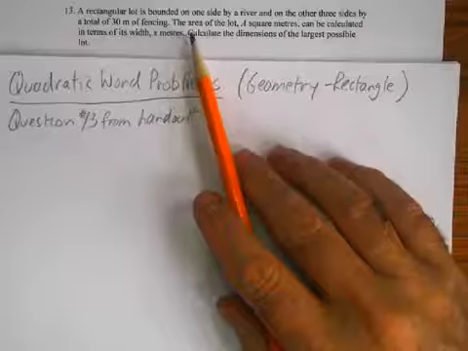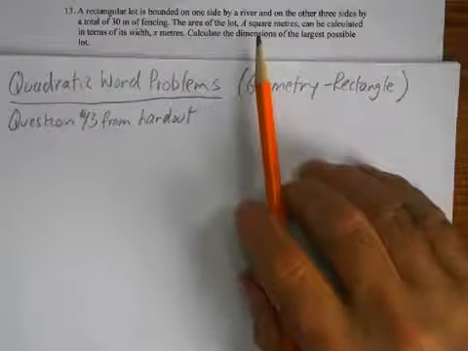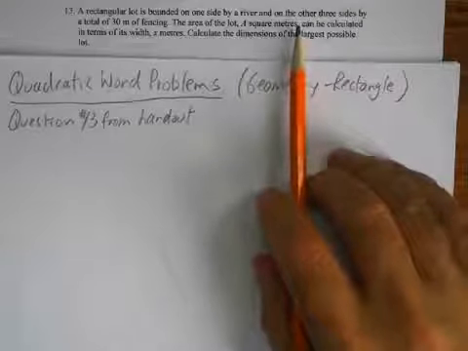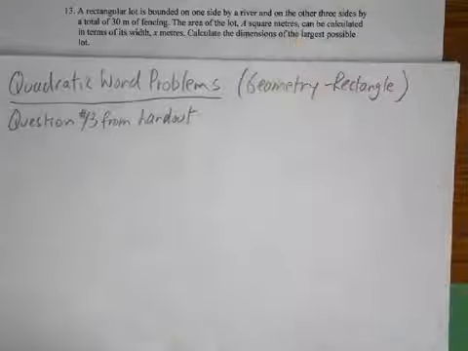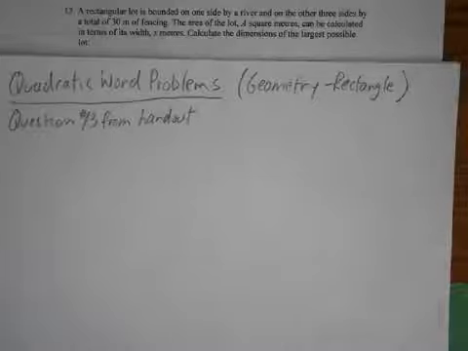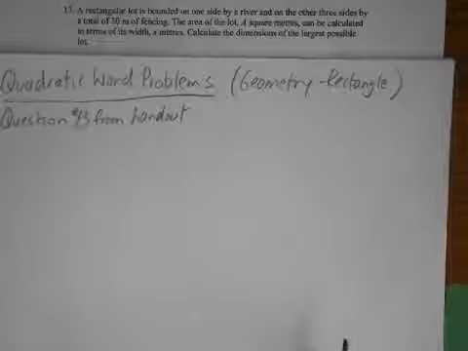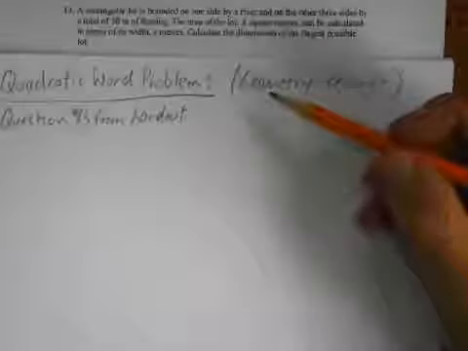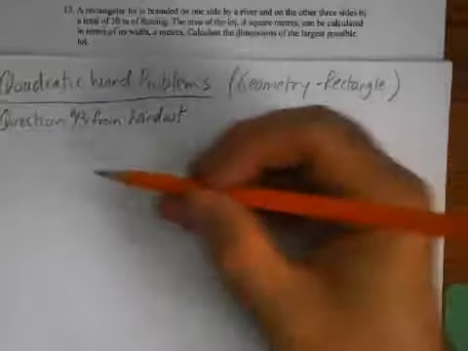It says a rectangular lot is bounded on one side by a river and on the other three sides by a total of 30 meters of fencing. The area of the lot, A square meters, can be calculated in terms of its width, x meters. Calculate the dimension of the largest possible lot. It sounds a little bit confusing when you hear it the first time, especially with the river. But again, extremely important: draw a little diagram of what's going on.